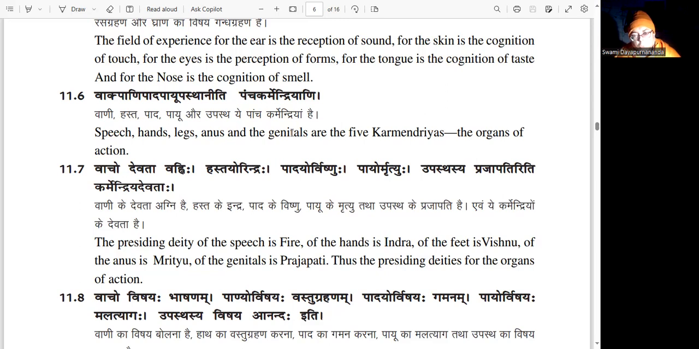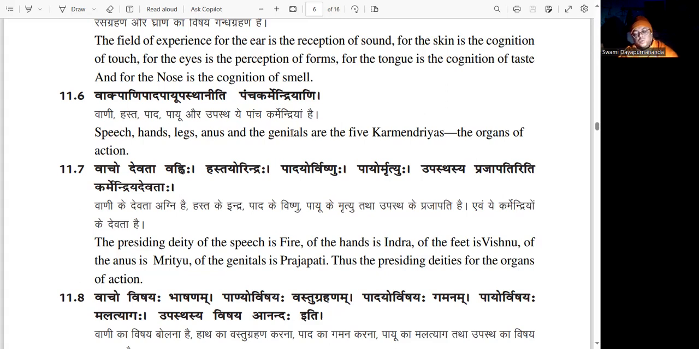Now then, Upasthasya Prajapatihi iti. Upastha, the devata of the genitals, the organs of generation in the male or the female body, the reproductive organs. There the presiding deity is Prajapati Brahma. It is the organ of creation, corresponding in the male or the female.